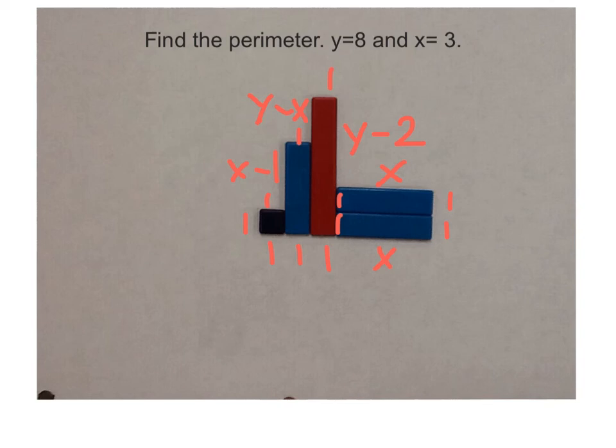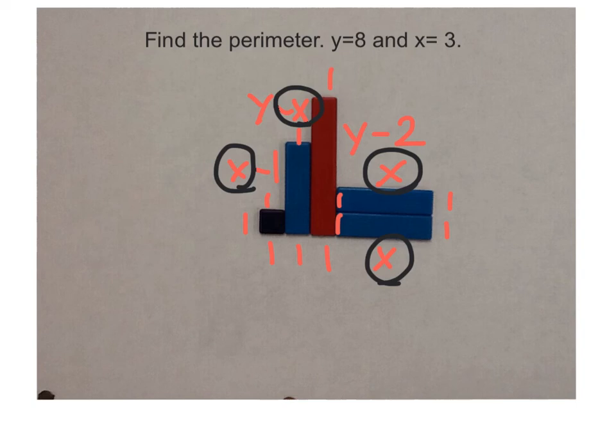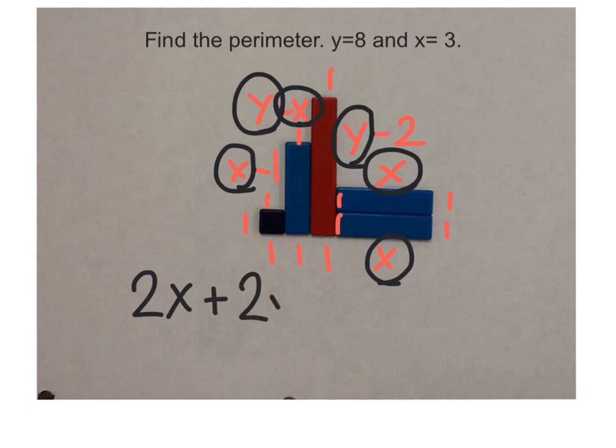Now let's combine our like terms. Let's combine our x's. There's 1x, 2x, there's a minus x, and here's a 1x. So 1, 2, 3 x's minus 1x, that equals 2x. Now let's combine our y's. There's 1, 2 y's, so we got 2y again.